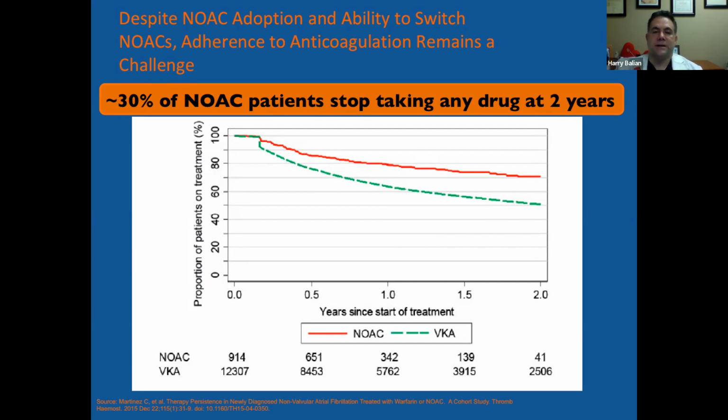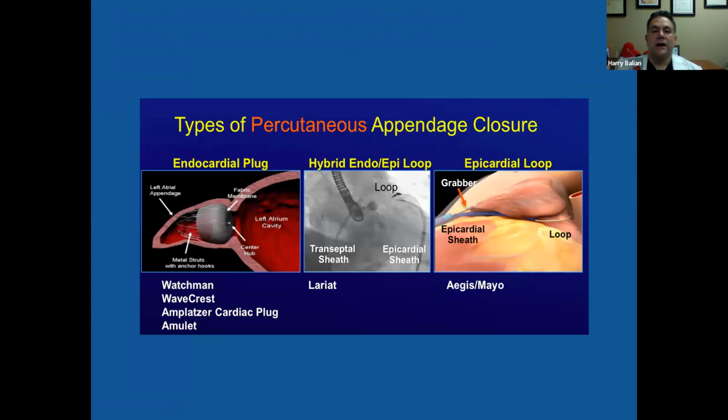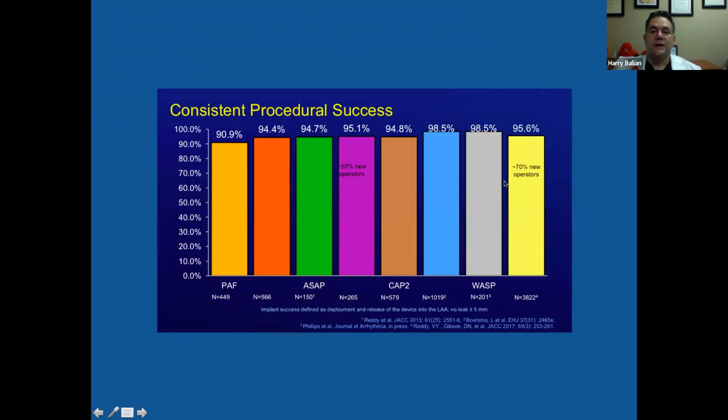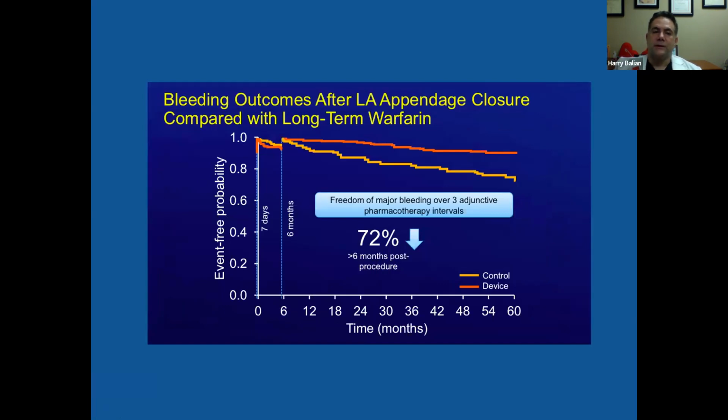my 95-year-old patient. Now, the types of appendage closures: the endocardial plug, the Watchman. You can also do what's called a thoracotomy and do percutaneous ligation of the appendage from the outside, such as the epicardial loop. And all of these have consistent procedural success, 95% plus. The bleeding outcomes after left atrial appendage closure compared to long-term warfarin.